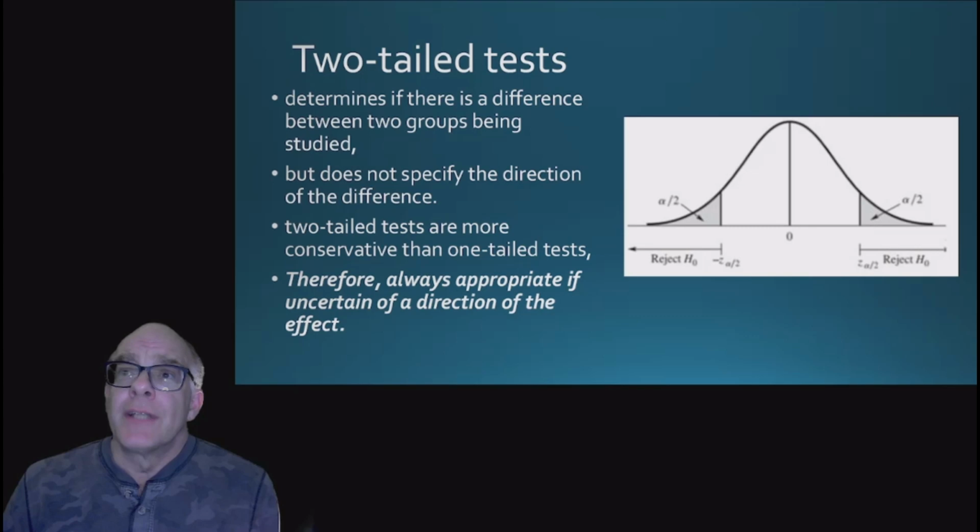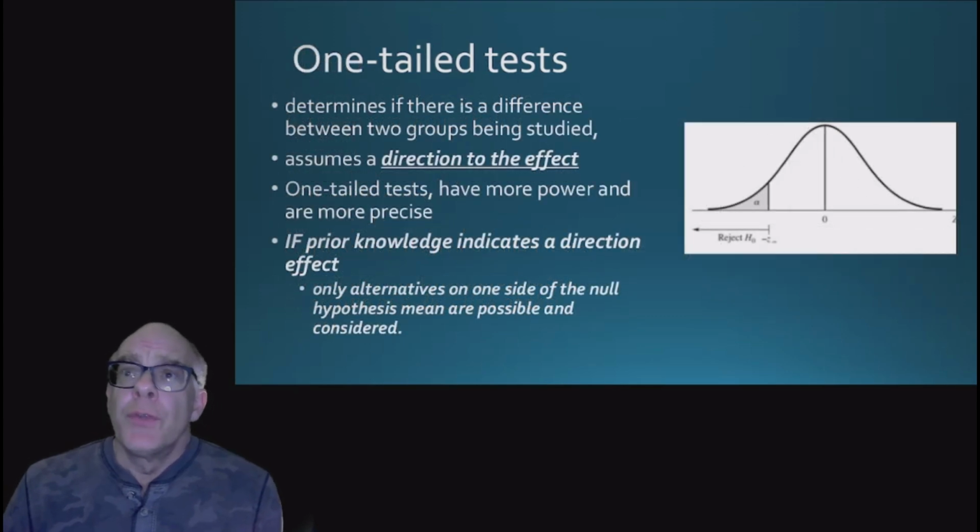The two-tailed tests are always going to be more conservative than a one-tailed test. So if you're at all uncertain, it's always appropriate to do a two-tailed test if you do not have evidence that there is a direction effect in your experiment.